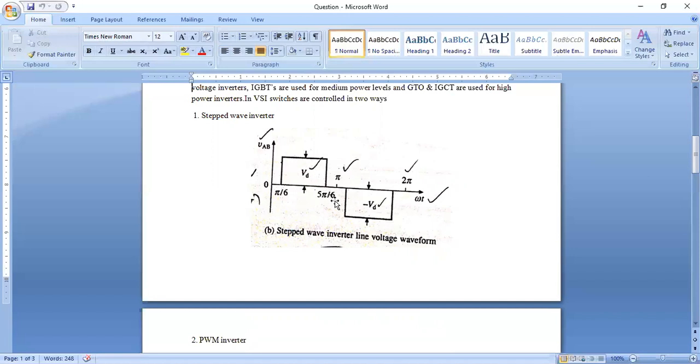This is the half cycle we are taking. This is the magnitude of the voltage. In the case of the stepped wave, we get the output like this. So this waveform is the output of the inverter when we apply the stepped wave method.